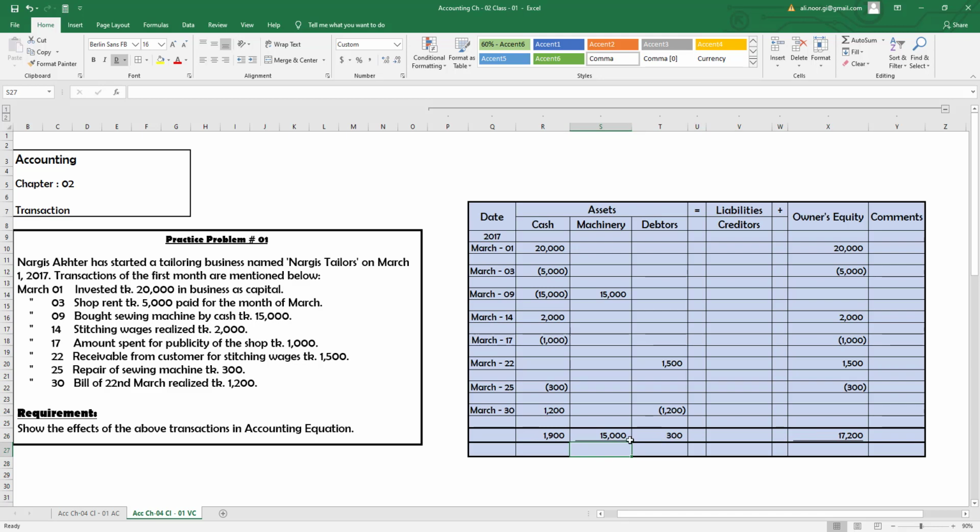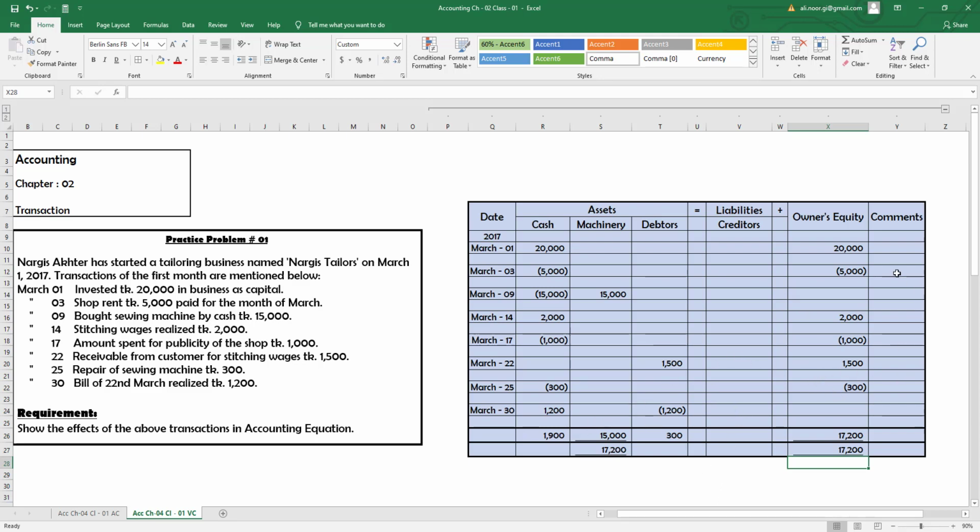We can sum them up, all assets. So sum here all the assets, it is 17,200, and owner's equity itself, since there are no liabilities in this math, so assets equal owner's equity, and this is 17,200. So both sides are equal, and this is the solve of practice problem 1.